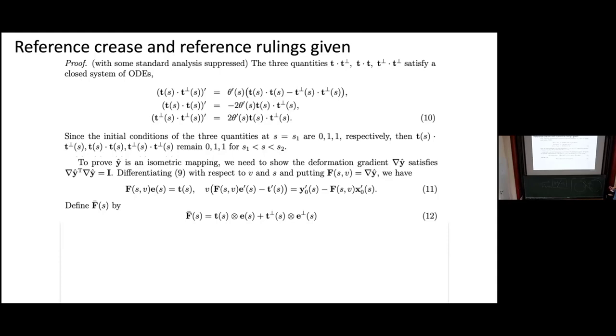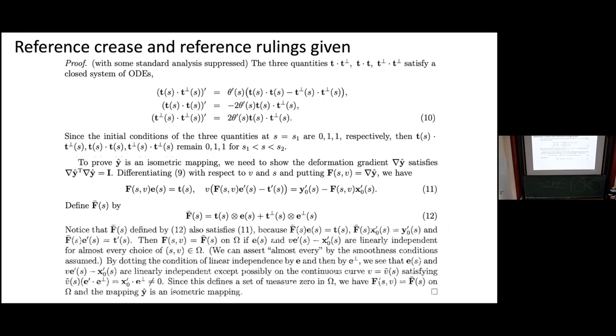And then you define a deformation gradient by these three equations. These are to be satisfied for the deformation gradient. You define another deformation gradient, F bar, by these three formulas coming from these differential equations, and then you simply observe that F bar satisfies these three equations. So F equals F bar if and only if E and v prime minus x zero prime are linearly independent. You find out they are, except on a set of measure zero on a line. So F in fact equals F bar with the smoothness.